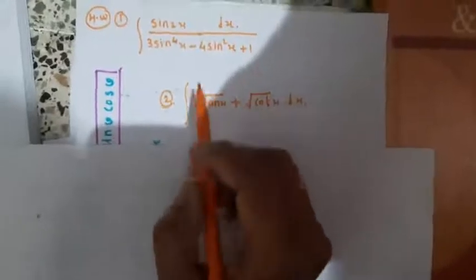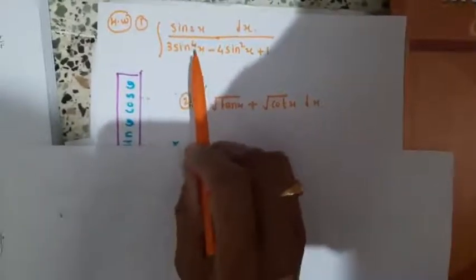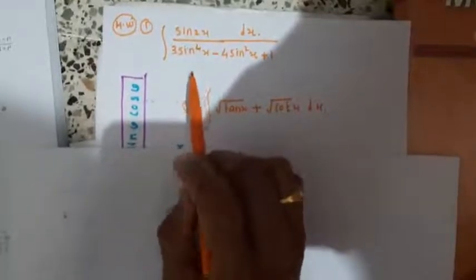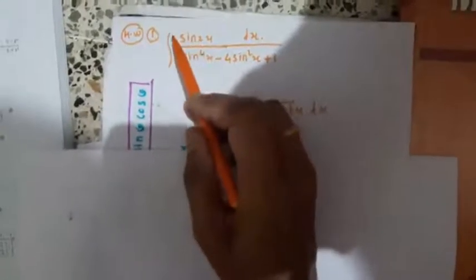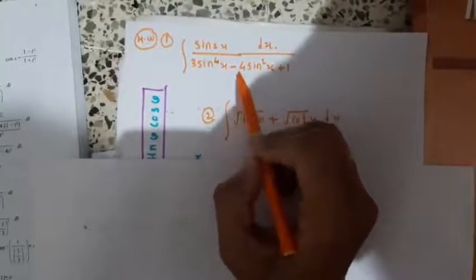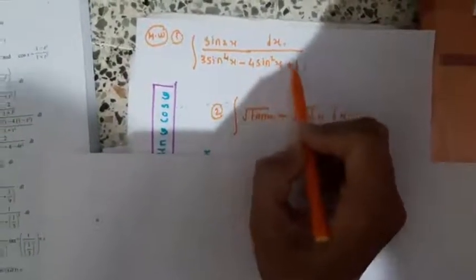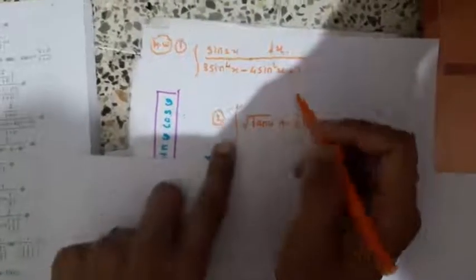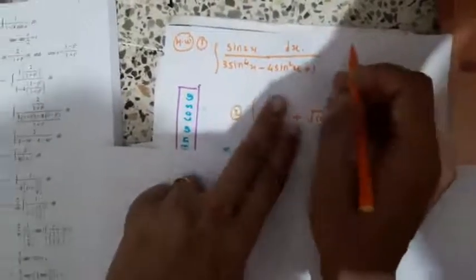Dear students, let us solve these two examples as homework. The first problem is: evaluate the integration of sin 2x upon (3 sin⁴x − 4 sin²x + 1) with respect to x. Okay students, this is the homework problem.